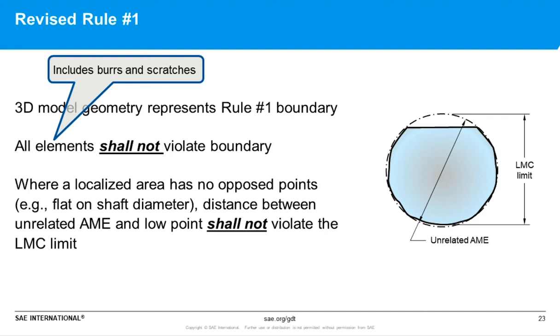Also, what it addressed is where there are localized areas that have no opposed surface elements, like we see here on the right with the flat on the shaft diameter. It's telling us that the distance between the unrelated actual mating envelope and a low point on the surface opposite shall not violate the LMC size limit. Okay, so that is a new concept there.